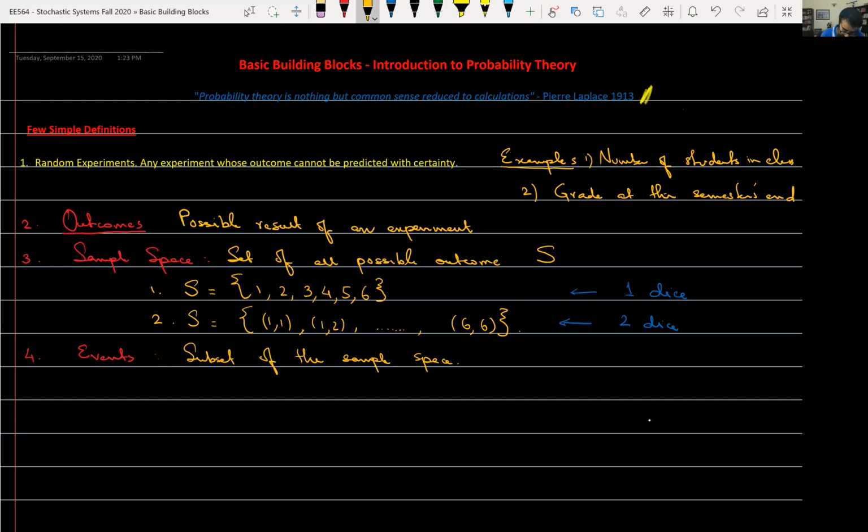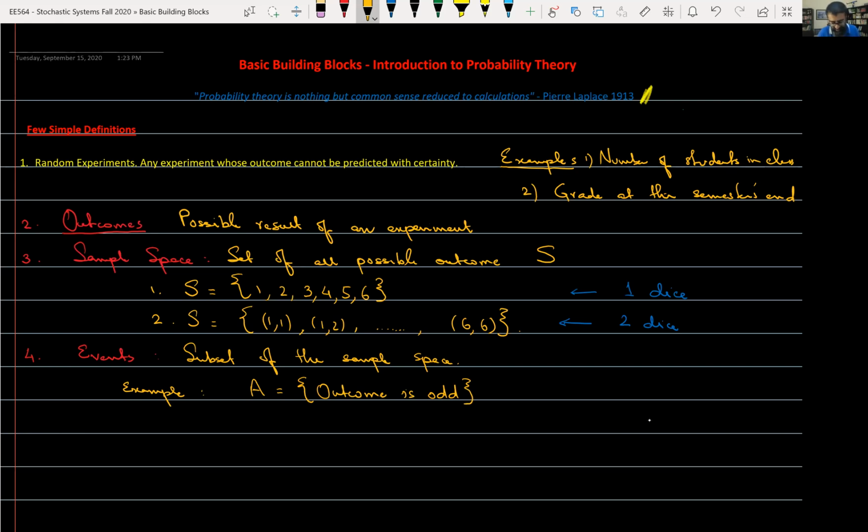So for example, when throwing a die, you can say A is an event, which is that the outcome turns out to be odd. And that's an event. That's a subset of the sample space, right? And there could be many, many others.